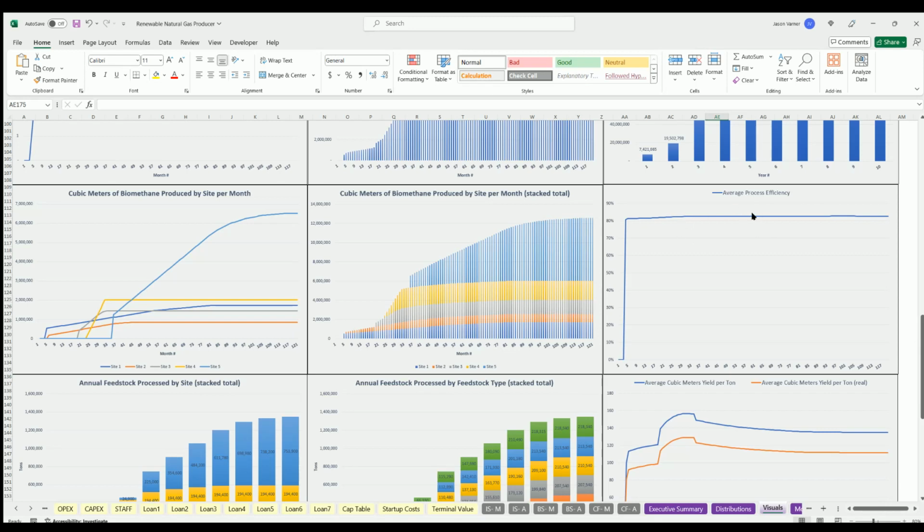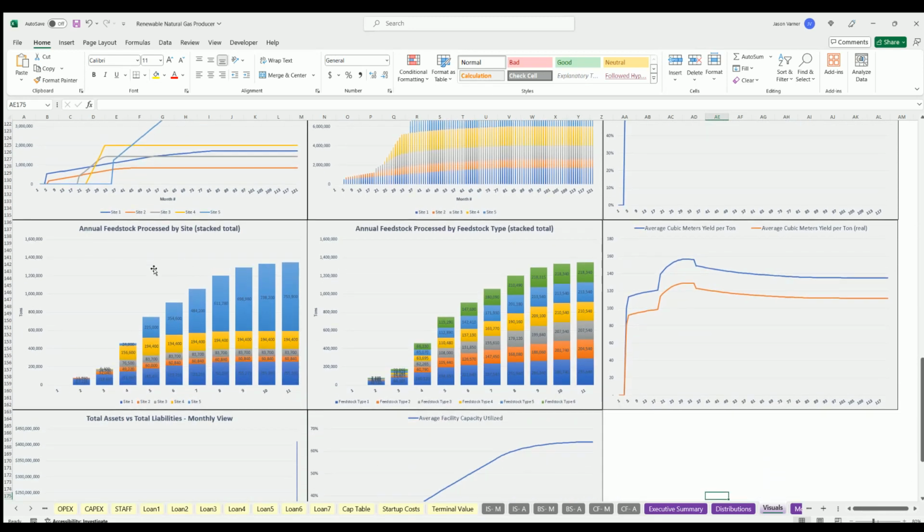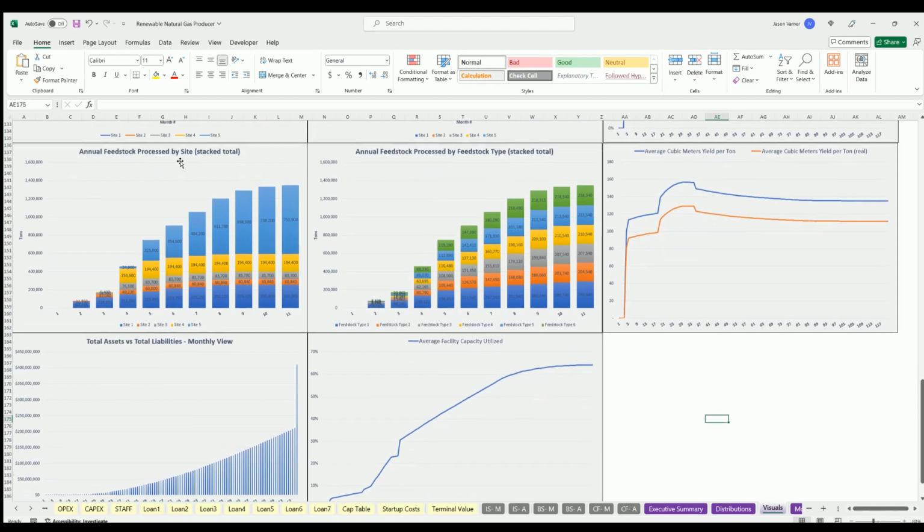Average process efficiency, annual feedstock processed by site. So these are processed in tons. So total processed would be the whole bar, and then the different sites, you can see how much they make up of the total. Here, annual feedstock processed by feedstock type, so a little bit different. Instead of by site, we're doing by feedstock per year. So what type of feedstock is being processed the most.